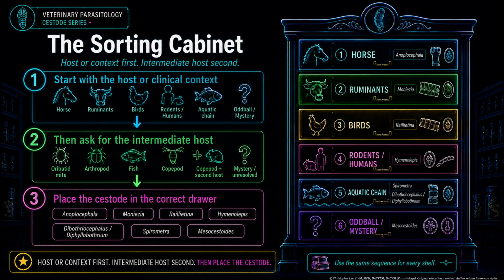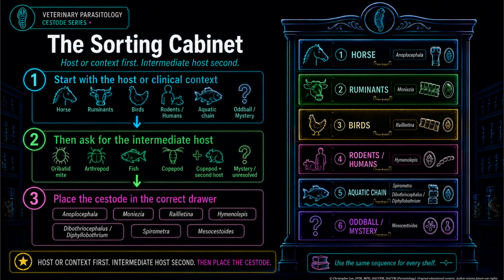Here's the retrieval sequence for this final group. Start with the host or clinical context: horse, ruminant, bird, rodent, person, aquatic chain, or unsolved mystery drawer. Next, ask what intermediate host or exposure closes the loop: oribatid mite, arthropod, copepod, fish, a second vertebrate host, or a route that is still incompletely resolved.